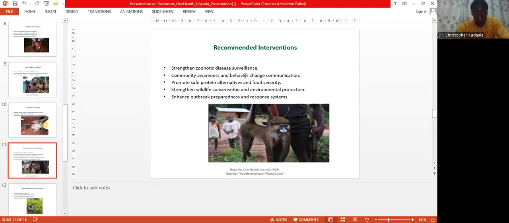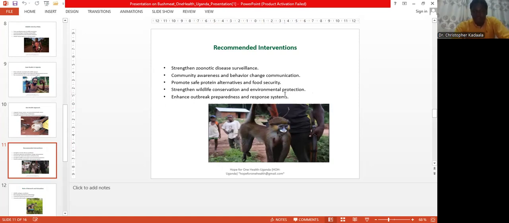Recommended intervention is strengthen zoonotic disease surveillance. Community awareness and behavior change communication. This is our point of interest. We have to increase community awareness and also challenge the issue of behavior change. Promote safe protein alternatives and food security. Our people have their cultural beliefs, and some will even claim to get more nutritious substances from bushmeat, like the proteins. So, if we promote other safe protein alternatives, like we can encourage them to rear chicken, produce eggs, and rear even livestock that can provide alternative protein sources to fight this issue of bushmeat consumption.